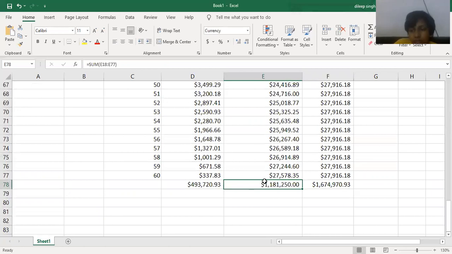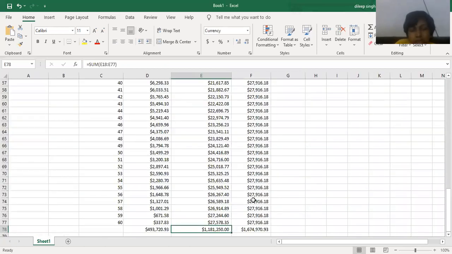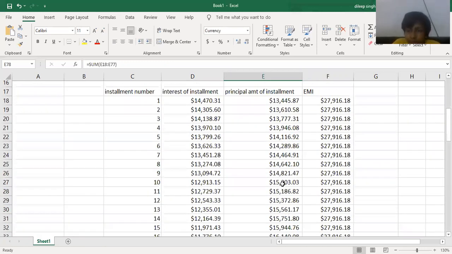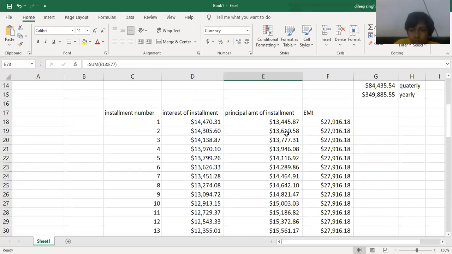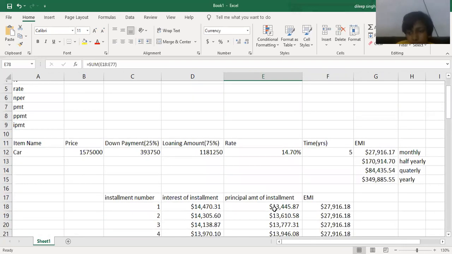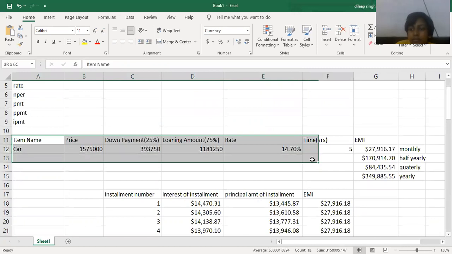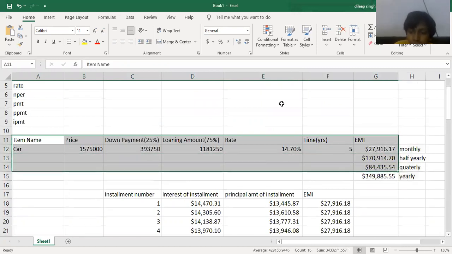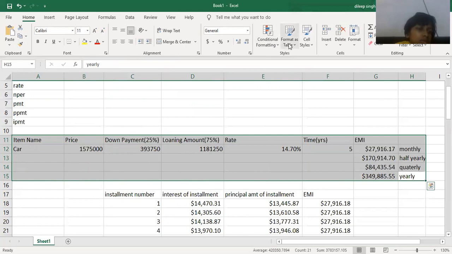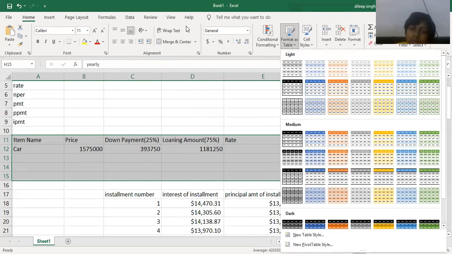Okay. So by this option, we calculate the interest with the principal amount, installment and EMI. Understood? So that is the function by which we can calculate the financial data or do financial analysis. Understood? Just select it. After doing this, just select it and give some format, by table format, and you can also give a simple color by using this, like this.